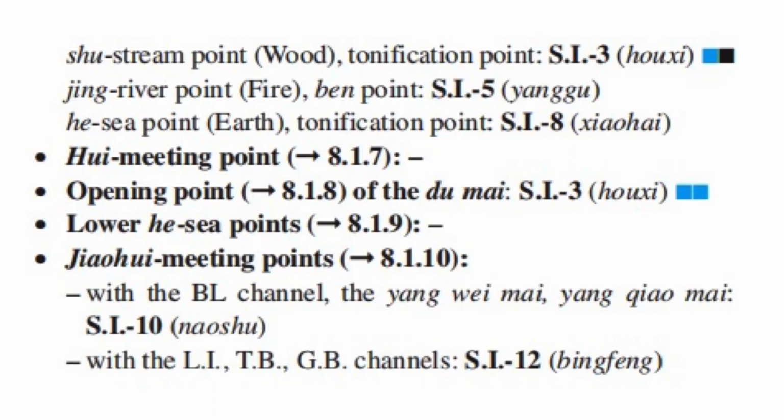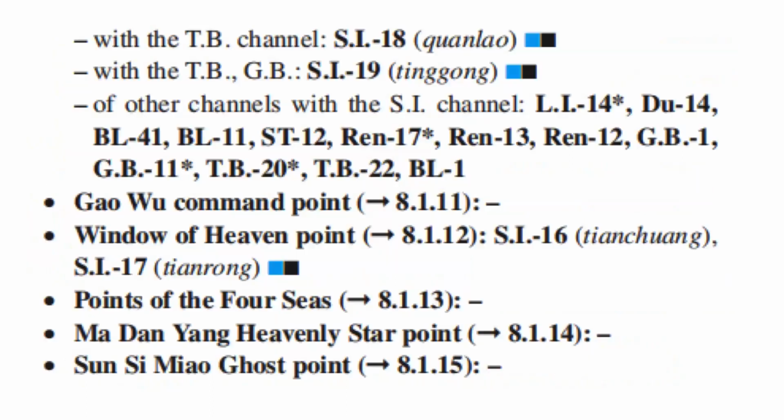With the LI, TB, GB channels, SI12. With the TB channel, SI18. With the TB, GB, SI19. Of other channels with the SI channel: LI14, DU14, Bladder 41, Bladder 11, Stomach 12, REN 17, REN 13, REN 12, GB1, GB11, TB20, TB22, Bladder 1.